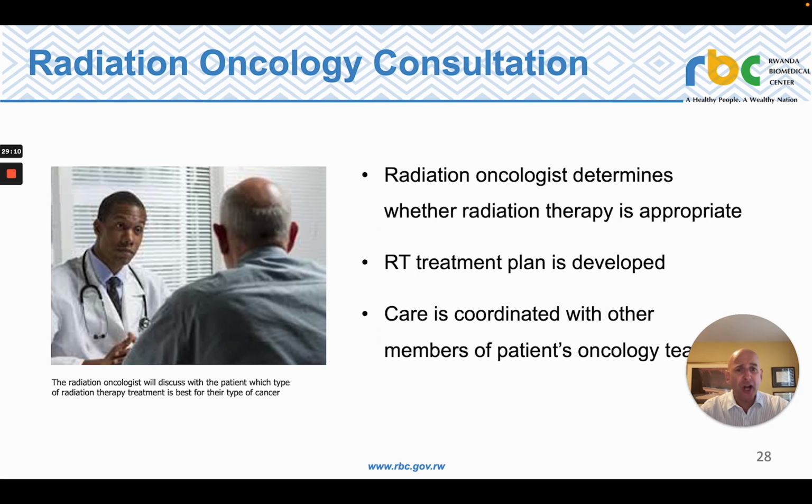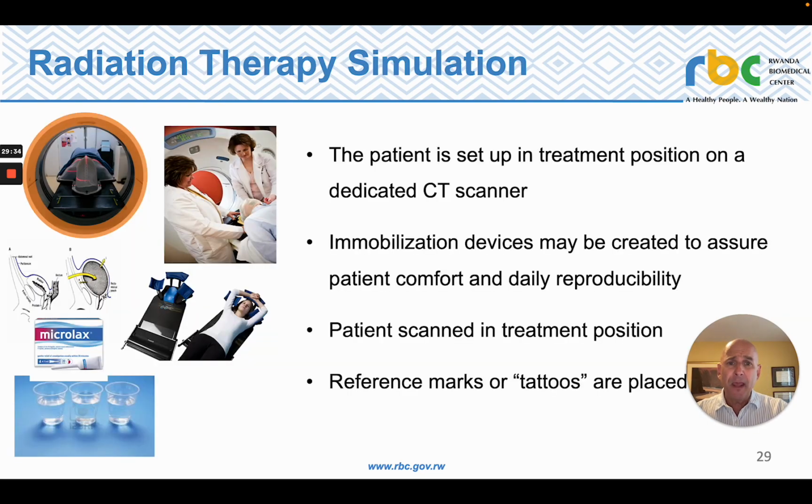So the radiation oncologist will determine whether radiotherapy is appropriate for that patient or whether a different form of therapy should be considered, like surgery or maybe chemotherapy. At that point, the radiation oncologist will develop an overall treatment plan. The care is coordinated with other members of the patient's oncology team at that point.